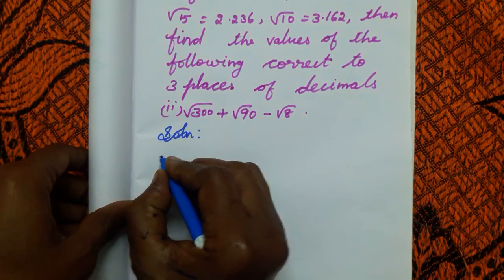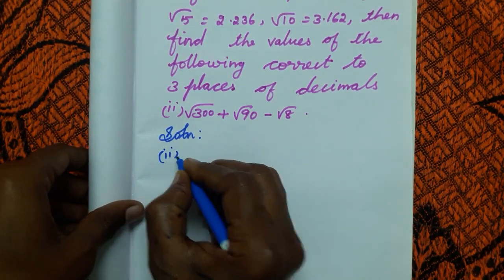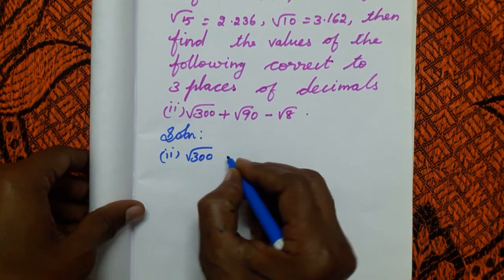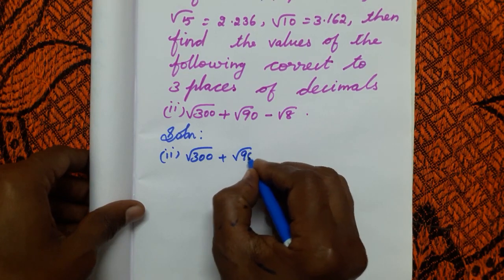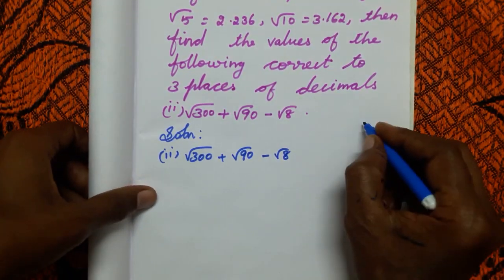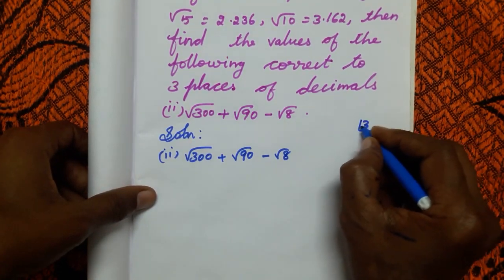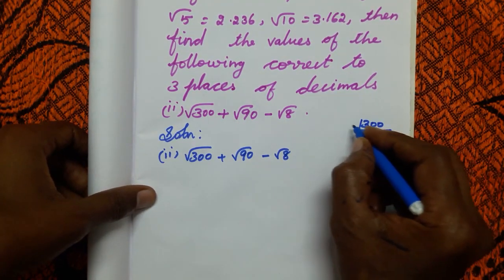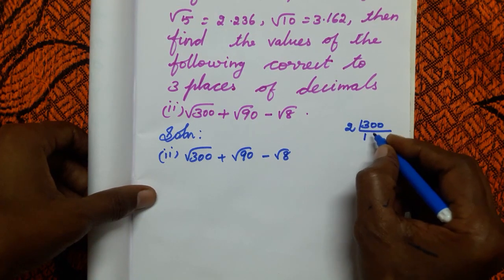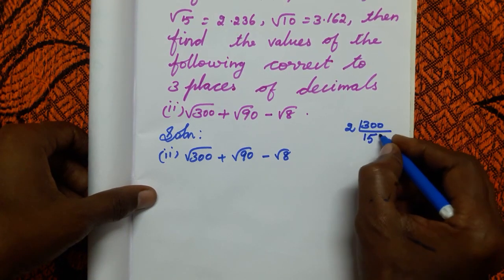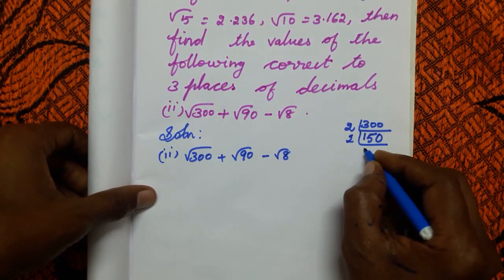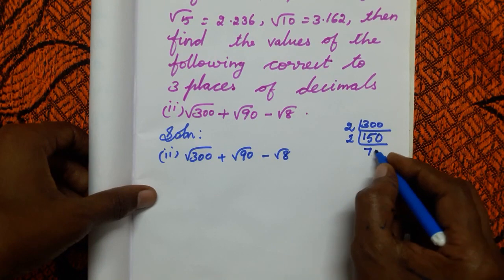First, can we write in the simplest form? Yes, we can write in the simplest form. Root 300 plus root 90 minus root 8. What's the simplest form of 300? 300, when we are factorizing, which table we can factorize? Yeah, 2 table. 1 2 is 2, 1 balance. 5 2s are 10. Next 0. Again we can factorize with 2 table. 7 2s are 14, 1 balance.